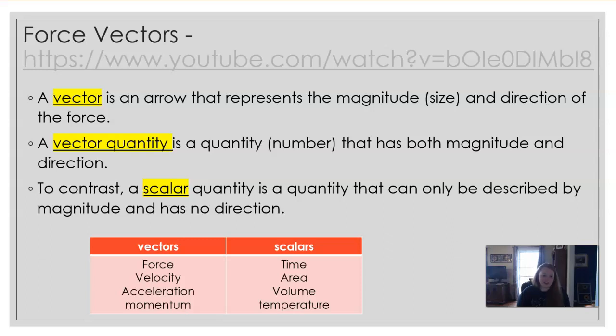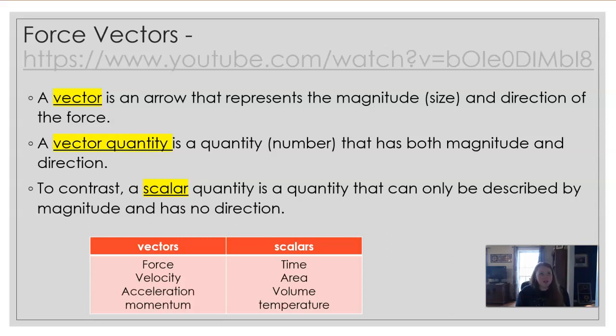If we're talking about vectors, there's force, because we always want to know what way we're pushing or pulling. Velocity: generally you can say, I'm going 5 miles an hour, but that doesn't fully describe the motion. To fully describe the motion, you have to say I'm going 5 miles an hour north, or 5 miles an hour in some direction. And then we'll learn about acceleration and momentum later on, but those are also vectors.